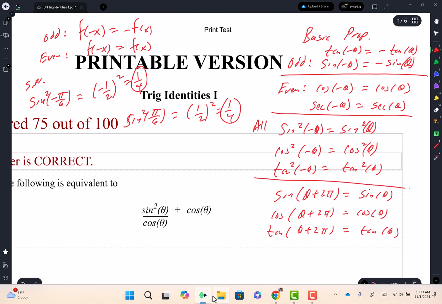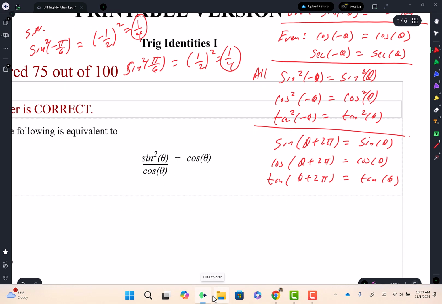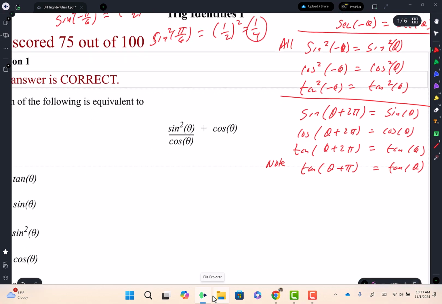Now, tangent has a period of pi, so I should note that tan of theta plus pi is the same thing as tan theta, because tan has a period of pi. Same thing with cotangent. Tan and cotangent, yes. Okay, I think we're good with all the side notes. I think we're ready to go.